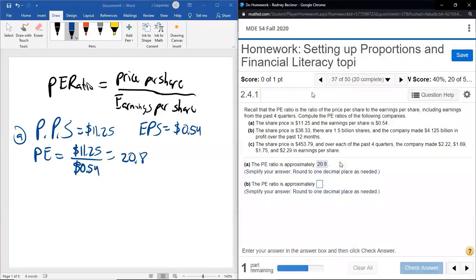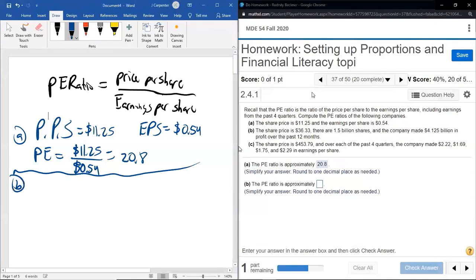Now, A was the easy one, spoiler alert. B, the PE ratio is approximately, well, okay, you might think to just divide the 36.33 and, well, hold on, what do you divide? The 1.5 billion shares or the 4.125 billion in profit over the past year? Okay, well, don't just go willy-nilly multiplying and dividing and adding and subtracting numbers. Don't just do that. Pay attention, that's right.